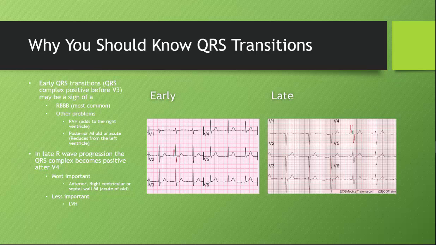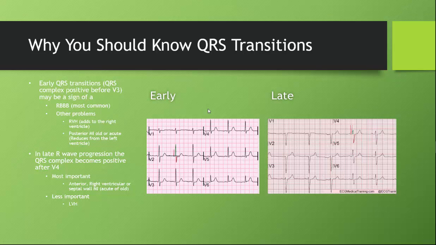So I hope by now you recognize we're not just going over stuff just to go over stuff. There's actually something to be gained by knowing the QRS axis. It can actually reveal an MI. The same thing is true about QRS transitions or R-wave progression. It can actually reveal some cardiac disease, namely an MI. So if you look over here, we have an early and a late QRS transition. First thing we're going to go over is the early transition, what the problems with an early transition might be.